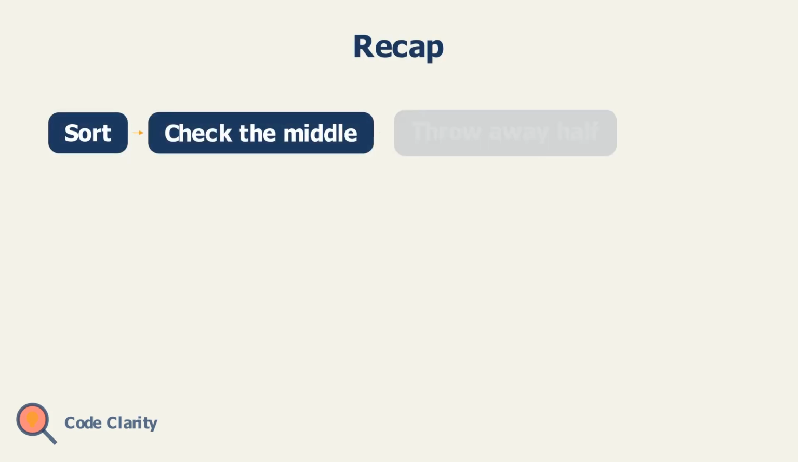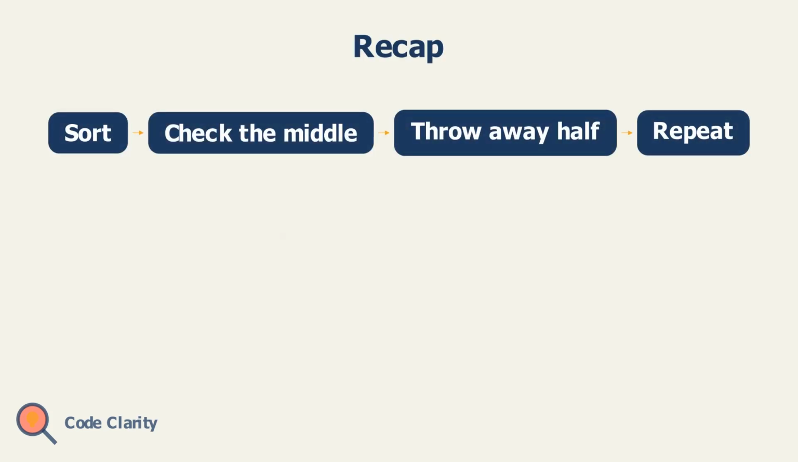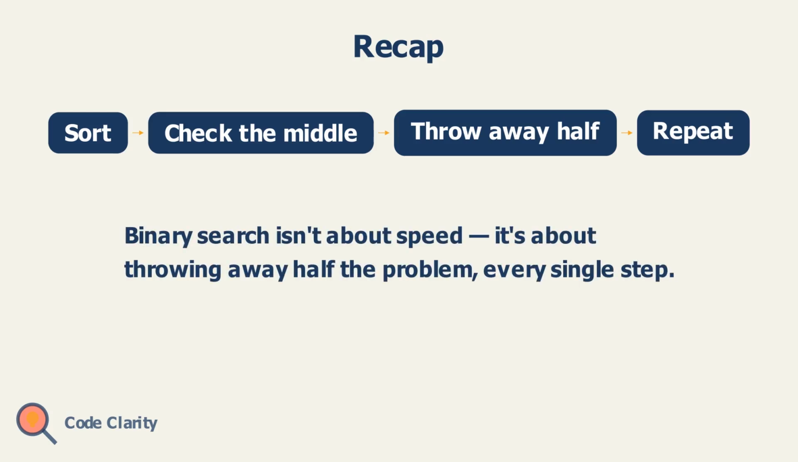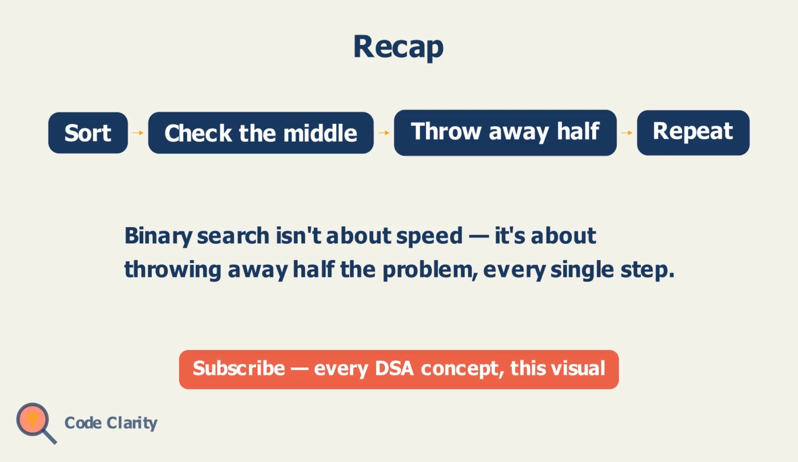That's binary search. Sort the data, check the middle, throw away half, repeat until you find it or run out. It turns a 1,000,000 item search into 20 steps. Here's the line to remember. Binary search isn't about speed. It's about throwing away half the problem, every single step.